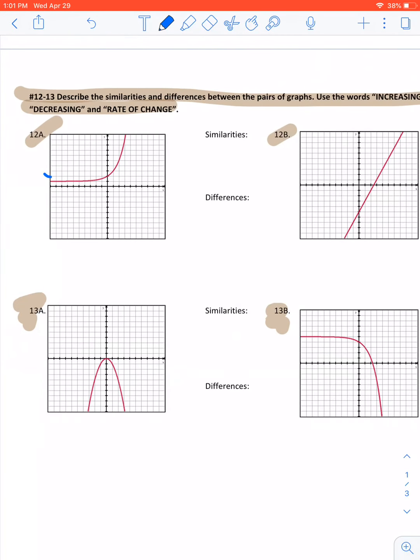Well, for 12, I look at this graph going up, and this graph going up, right? I also know that they both pass the vertical line test. So right away, for similarities, they're functions. They both pass the vertical line test, so they're both functions, and this is going up and this is going up. So both of them are increasing.